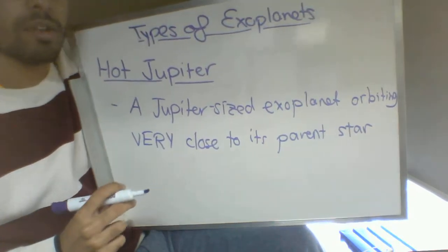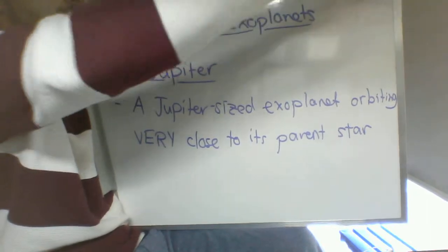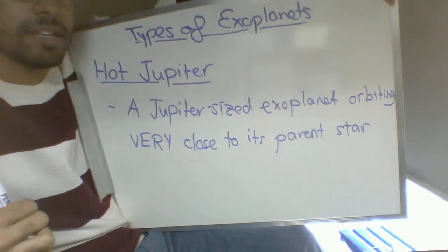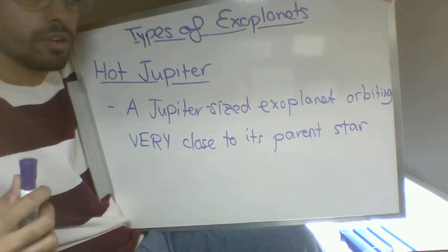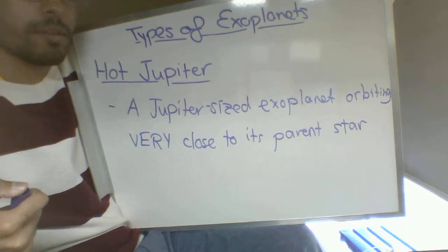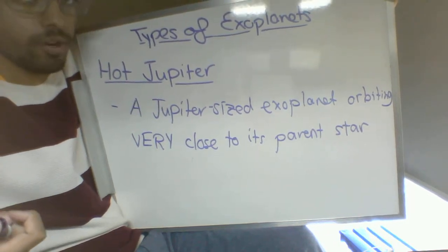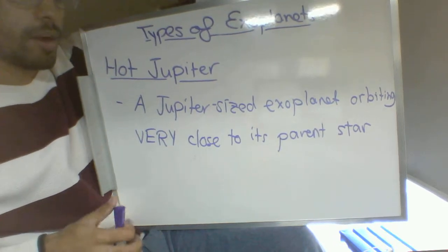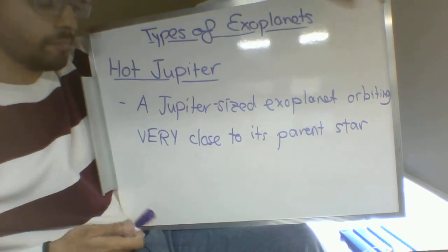And when I say very close, I mean very close. So Mercury, the closest planet to the Sun in our solar system, takes 88 days to orbit the Sun once. Hot Jupiters have been found that orbit their parent star in about 4 days. So that's way, way, way closer to their parent stars than Mercury.